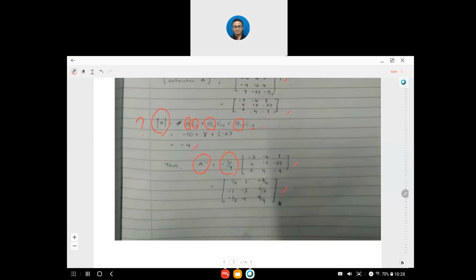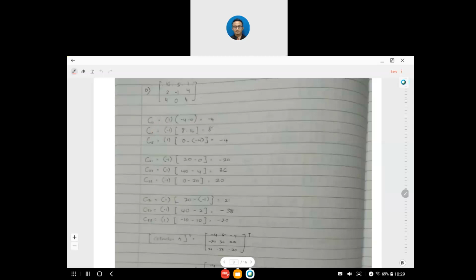Okay, make sure you must write in terms of fractions. Okay, don't write in decimal form. Can you understand? Any problem for question C? Any questions for question C? No, sir. Next, we proceed to question 15D. Okay, we have matrix 10, 5, 1, 2, -1, 4, 4, 0, 4.